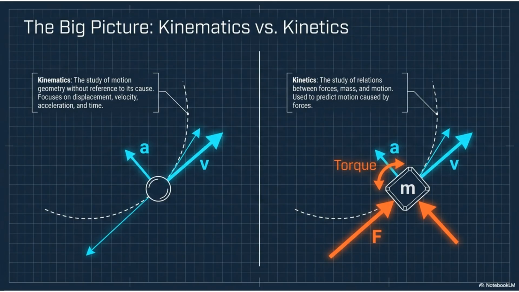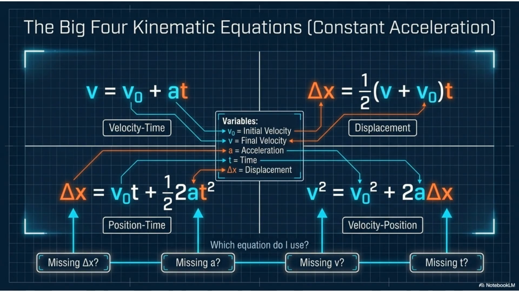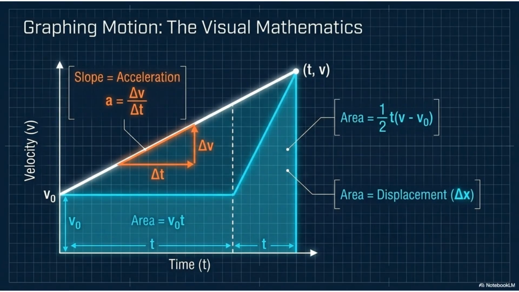Kinematics focuses on the geometry of motion, while kinetics studies the relationship between forces, mass, and motion to predict how bodies move. When dealing with constant acceleration, we rely on the four primary kinematic equations. These equations relate velocity, displacement, time, and acceleration, helping you choose the right formula based on your known and unknown variables. Visualizing motion through graphs provides powerful insights.